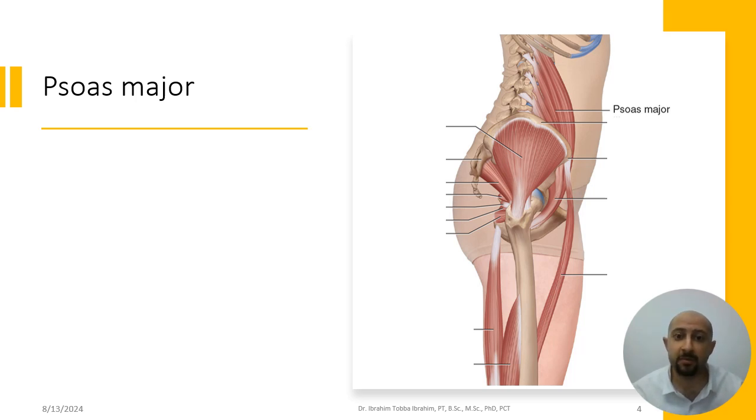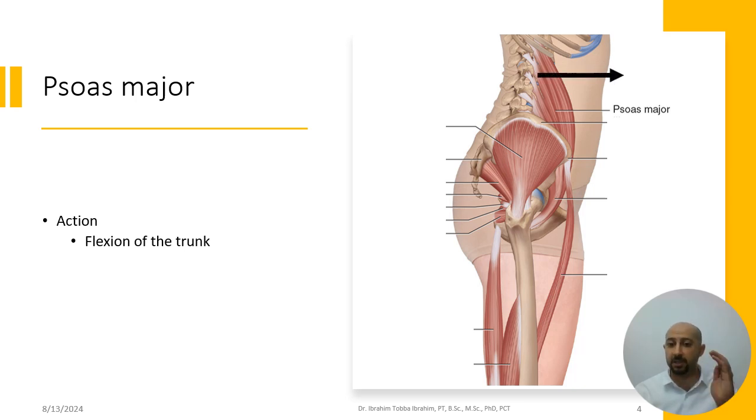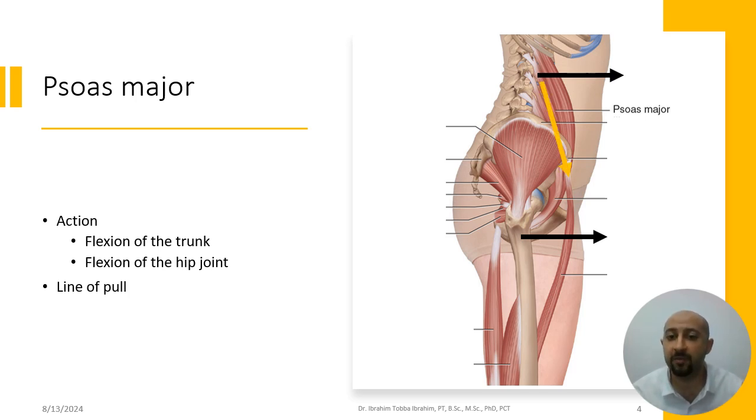To do that, we need to identify the psoas major muscle, a muscle connecting the spine to the hip. This muscle has two actions. The first is flexion of the trunk. When this muscle contracts, it moves the trunk forward. The second is flexion of the hip. When this muscle contracts, it can move the thigh bone, the femur, forward. Let's represent the force produced by the muscle in the form of an arrow. This arrow is called the line of pull. So the orange-yellow arrow represents how the force of the muscle is generated, the line of pull.